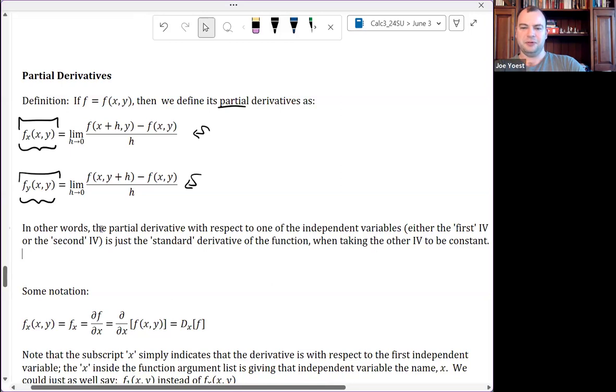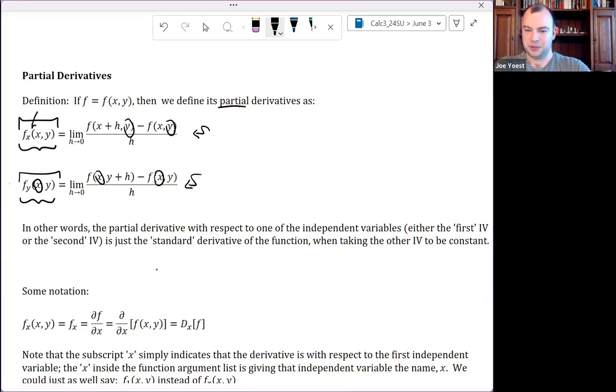And as I mentioned before, the partial derivatives basically just act like standard Calc 1 derivatives, where if we're taking the x partial, we just pretend that y is a constant and just comes along for the ride. And vice versa, when we're taking the y partial, we pretend that x is just a constant coming along for the ride and that y is the variable that we're differentiating with respect to.